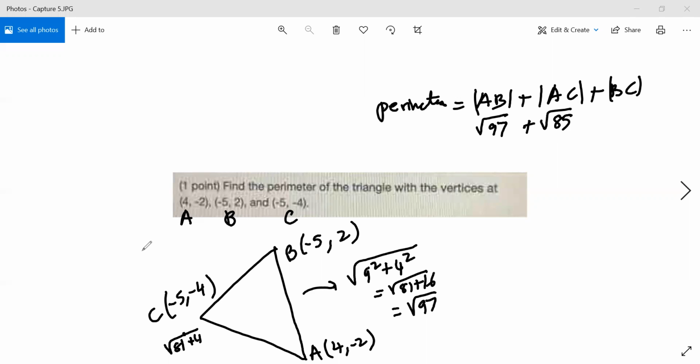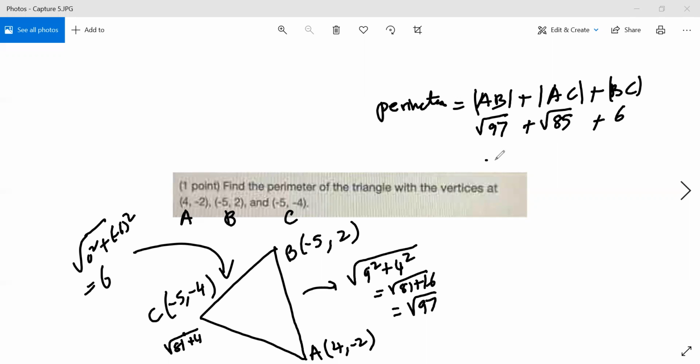And then the distance BC, which is this distance here. So -5, that's going to be 0. So the square root of 0 squared plus, and the other one is going to be -6. So -6 squared, which will give you 6 because the square root of 36 is 6. So we have plus 6.